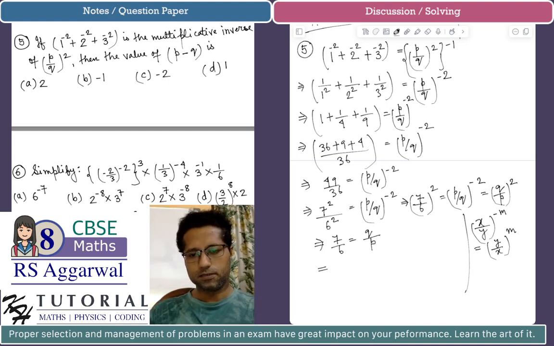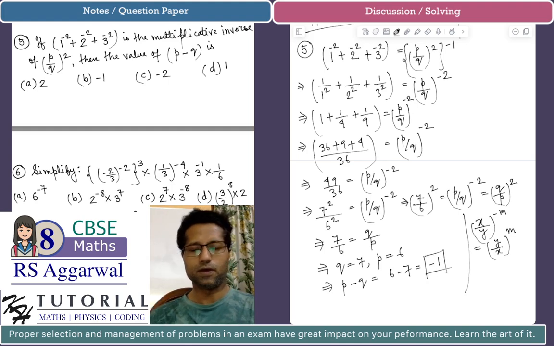This clearly says that q equals 7 and p equals 6. So this implies p minus q is equal to 6 minus 7. This is equal to minus 1. So my minus 1 is the value of p minus q. So the correct choice is B.